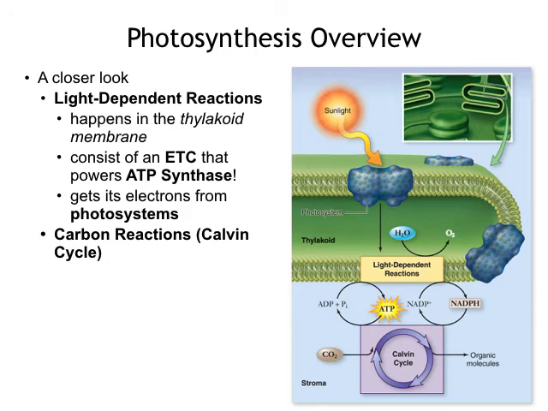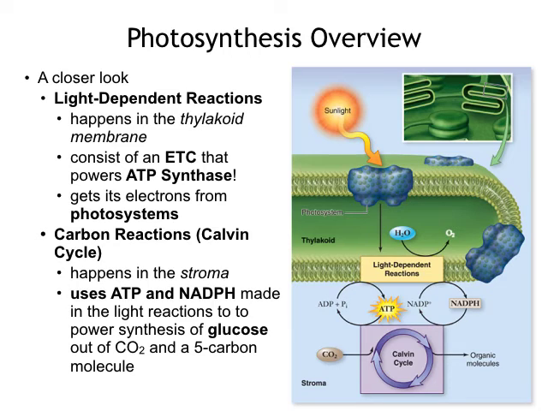And then the next step is the carbon reactions, which is also called the Calvin cycle. These reactions happen in the stroma, which is just the liquid inside of the chloroplast, the fluid that the thylakoid membranes are floating in. These reactions are the money maker of photosynthesis. These are the ones that are making the glucose. They're going to use the ATP and the NADPH made in the previous step to power the synthesis of glucose out of CO2 and a 5-carbon molecule that's cycling in this Calvin cycle. And we'll break these two steps down and look at them closely.